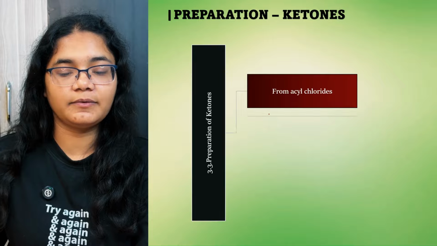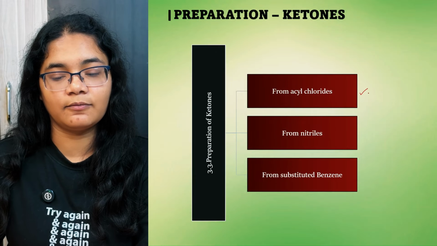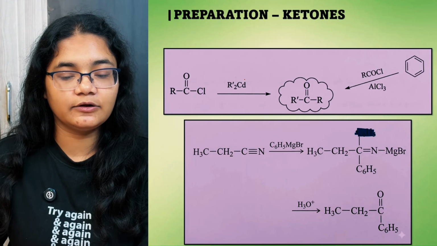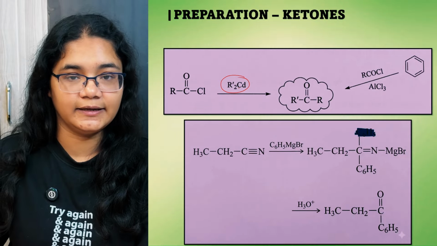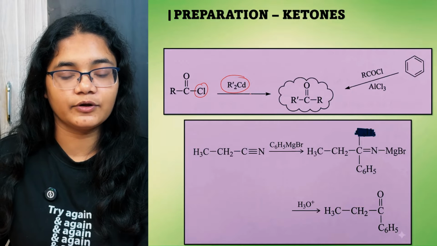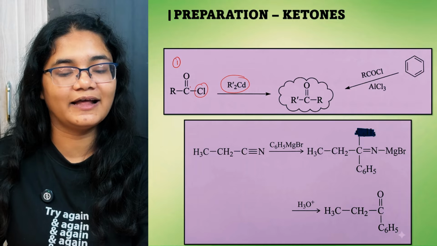Now if I talk about the preparation of only ketones, here we have from acyl chlorides, from nitriles, and from substituted benzene. So from acyl chlorides, if you treat it with R2Cd, that is dialkyl cadmium, then this Cl group is replaced with R. Okay, that is the first method, that is from acyl chlorides.